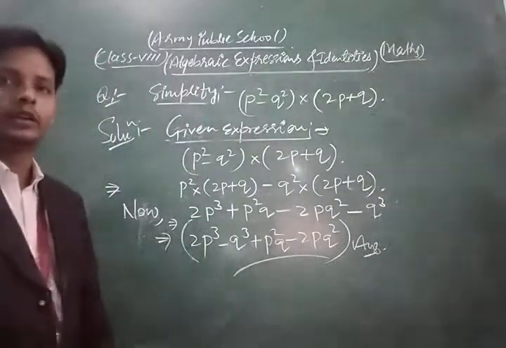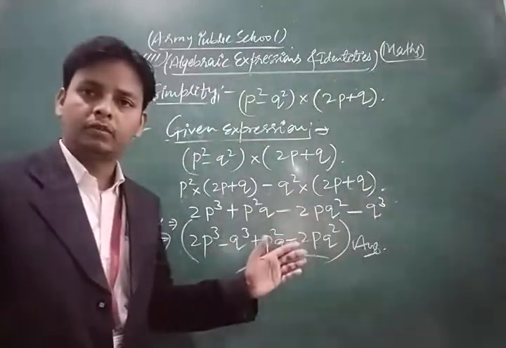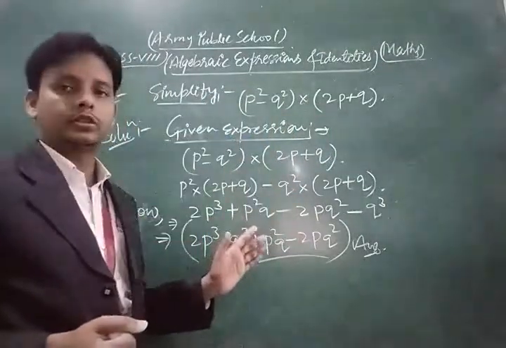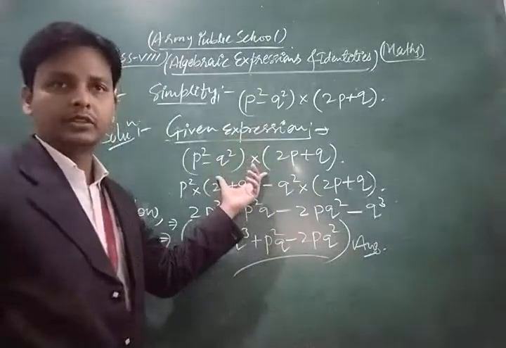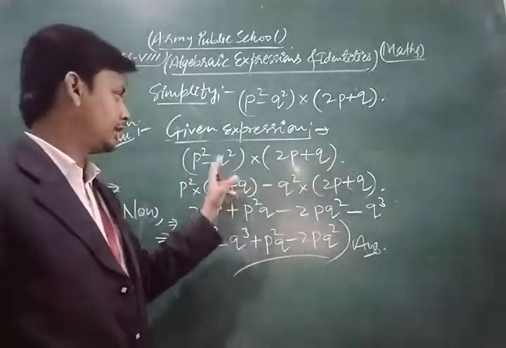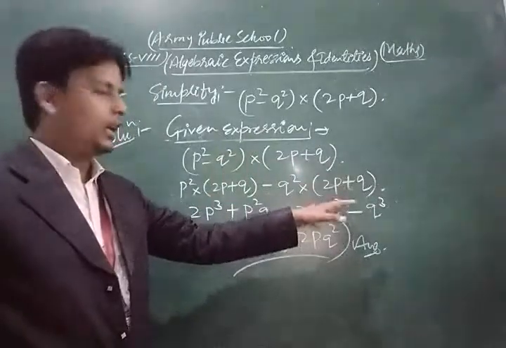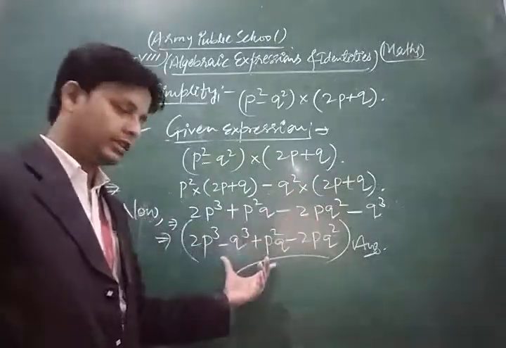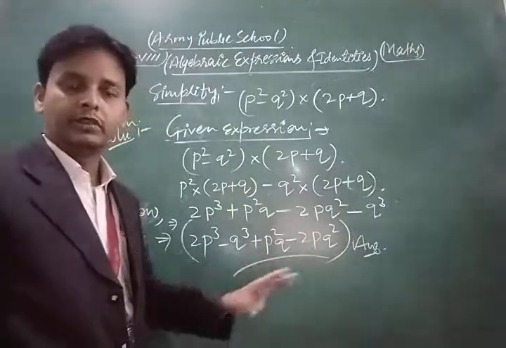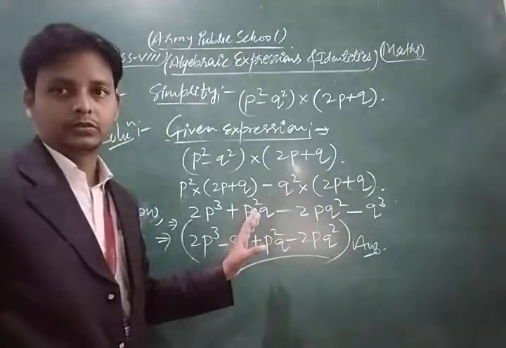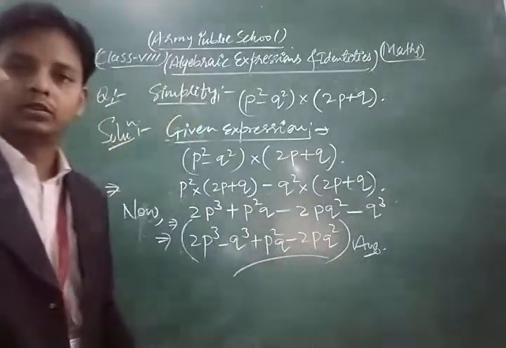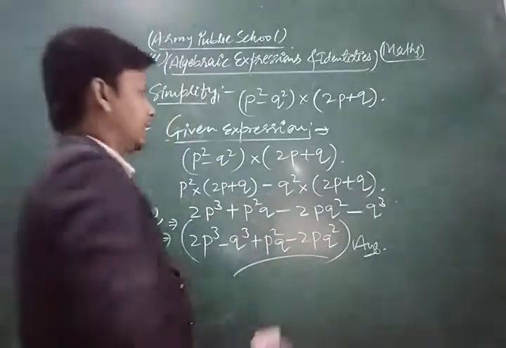Okay, so in this way, dear students, you can solve this type of question. This is one of the most important questions. First of all, we have the given expression, and after that we write p square into the whole expression minus q square into the whole expression, and after simplifying we have this result, and there are no like terms, so we never add or subtract these terms. Okay, so in this way please do more and more practice and complete your syllabus exercise.